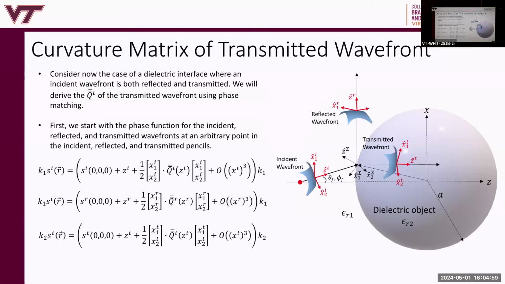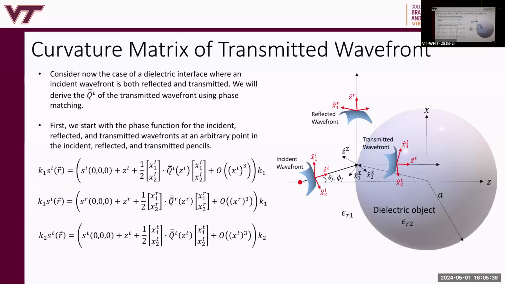First, we start with the phase function of the incident, the reflected, and the transmitted wavefronts at an arbitrary point in the incident, reflected, and transmitted pencils, all right? Okay, so now we have the addition of this factor K, K1 and K2. K represents the wave number in the respective medium. Here we have epsilon R1, here we have epsilon R2, all right? And K times S is what? Phase, very good. It's the actual phase, right?